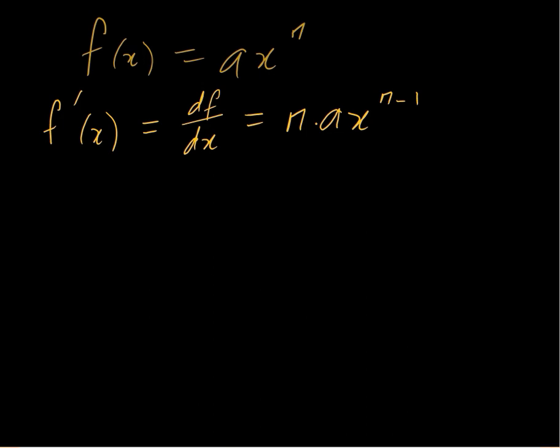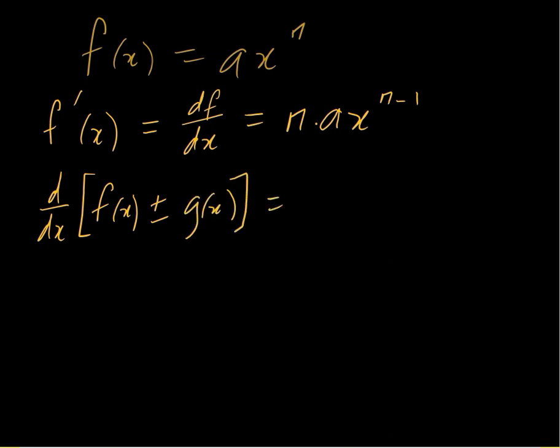So there are some rules. If we had two functions, f and g, for example, the derivative d dx of, I'll use square brackets here, f of x plus or minus, same rule for minus, g of x. The differential operator just acts on each one. So it's just df dx plus or minus dg dx.